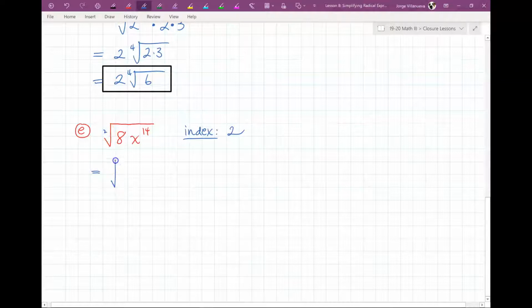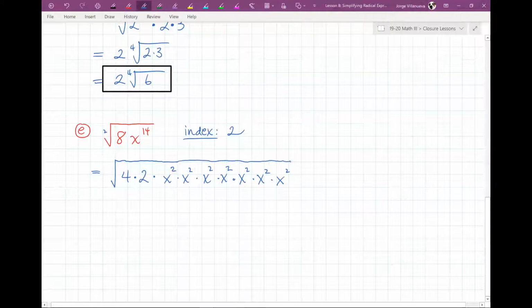So I break down 8, and first I'm going to show you the long way. I break down 8 into 4 times 2. And then x to the 14th, I'm going to write as x squared times x squared times x squared times x squared times x squared times x squared. 1, 2, 3, 4, 5, 6 times x squared. Like I said, this is a long way. Okay, so let me erase this and do one continuous line here.